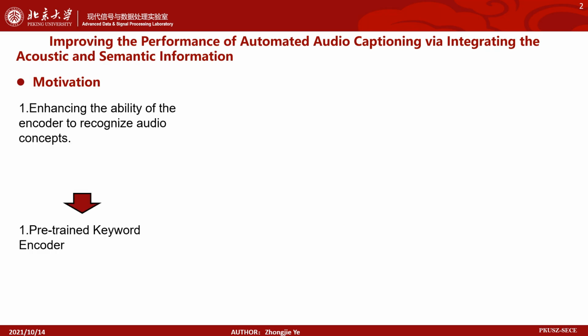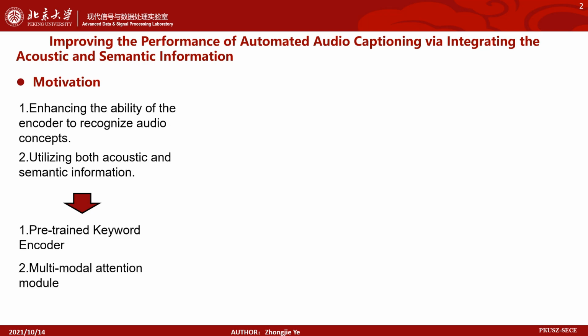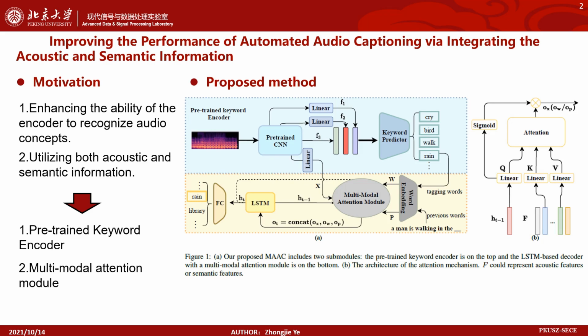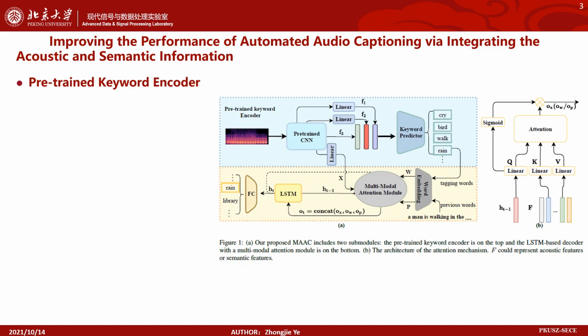Firstly, we use a pre-trained keyword encoder to enhance the ability of the encoder to recognize audio concepts. Secondly, we use a multimodal attention module to utilize both acoustic and semantic information. The proposed model is shown on the right, and we will talk about the 2 parts respectively. The first part is the pre-trained keyword encoder.